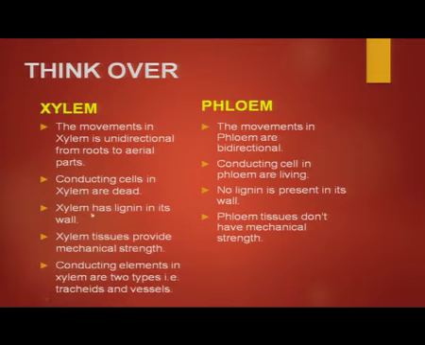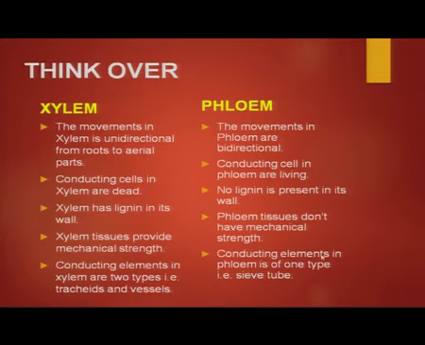As I said just earlier, the conducting elements in xylem are of two types, that is tracheids and vessels. On the other hand, here the conducting element is of only one type, that is the sieve tube.